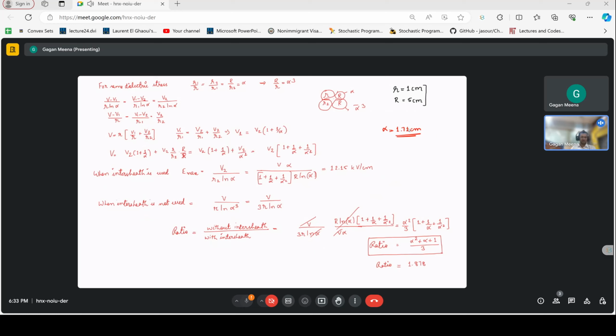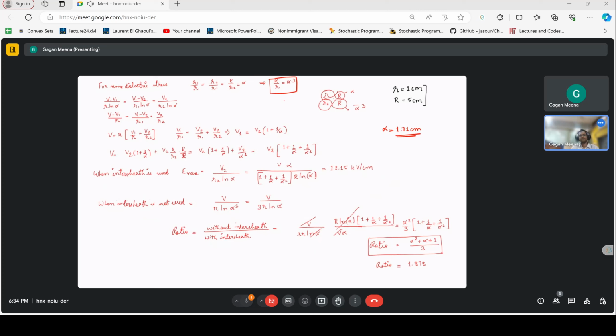We want to find out the ratio of maximum stress without and with intersheath. Without intersheath, as I already told you, it is V divided by R ln(R/r), and R/r is alpha cube, so it becomes V by 3R ln alpha. With intersheath, it is (V minus V1) by R ln alpha, which is also the same for the same dielectric stress. So V ln alpha will cancel out.